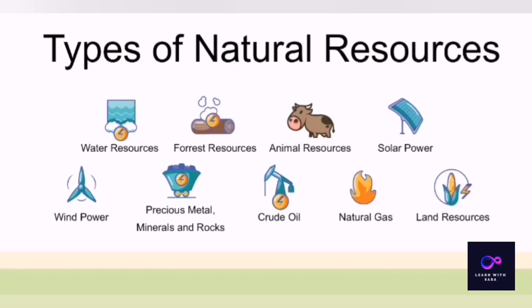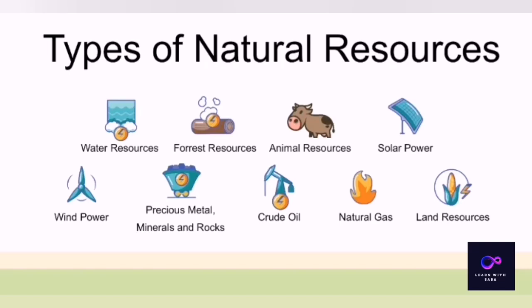The second one is the forest resources. Forest resource is the resource that provides us oxygen. The Amazon forest is known as the lung of the earth, because it consumes a lot of carbon dioxide and gives oxygen. The forest also provides habitat to living organisms, protects biodiversity, and gives wood as fuel.